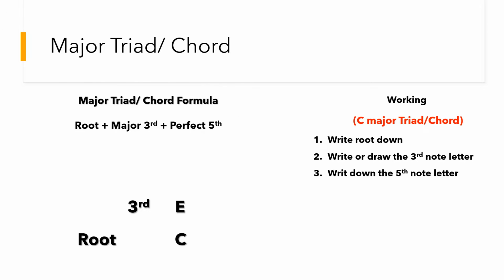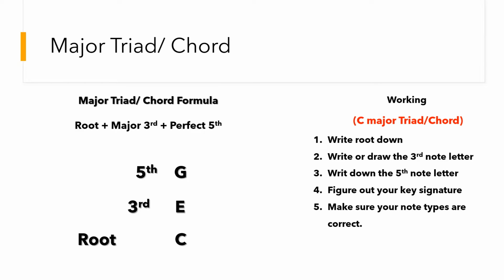Good. Following that, we have write down your fifth, and your fifth is G. Then we have figure out what key you're in. And remember that we said the note that would give you the key is your C, is your root, or C if you want to call it that. Good?